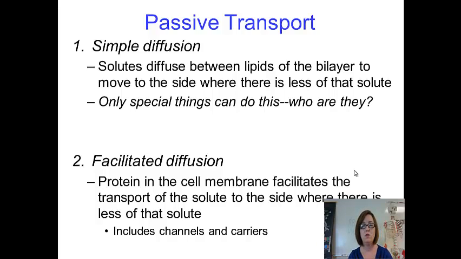With simple diffusion, things can move right across the phospholipid bilayer with no help at all, but only special things can do this.